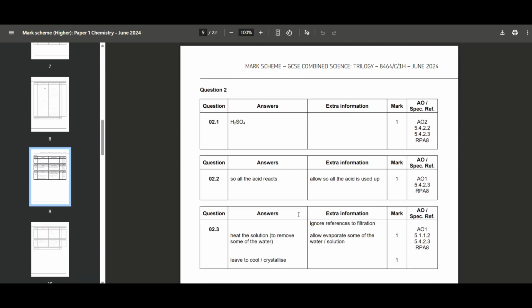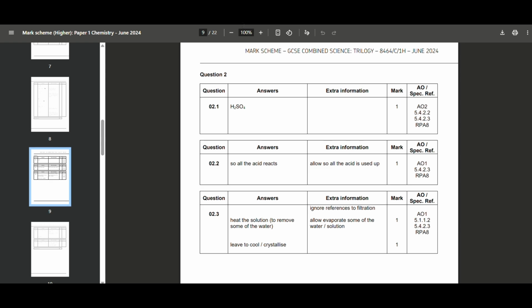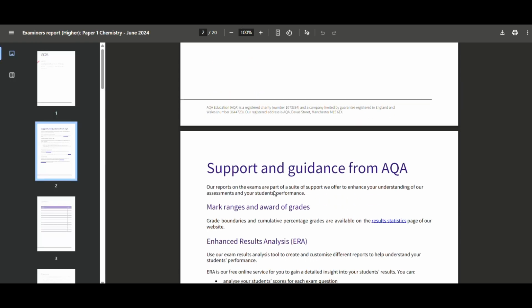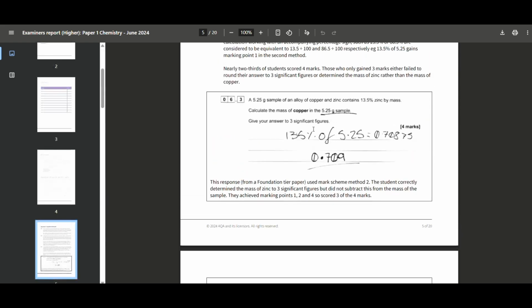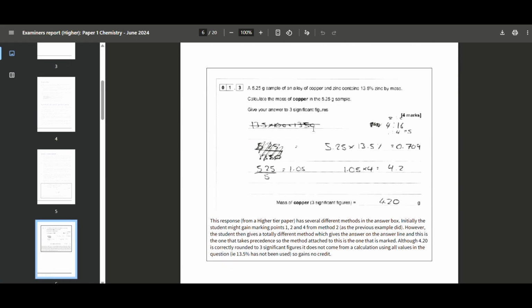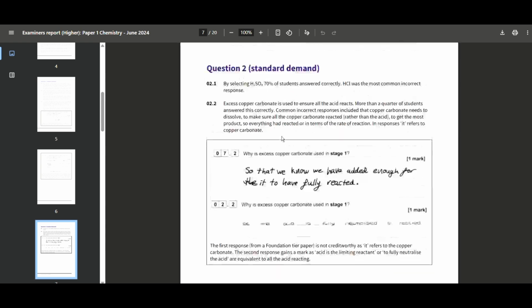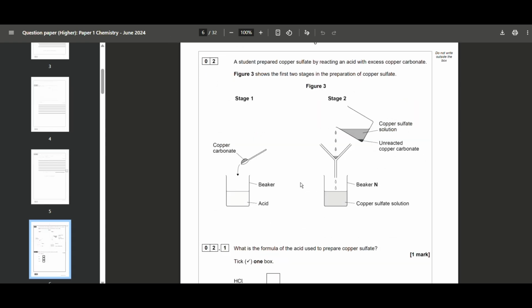So I'm going to go to question 2. And then the examiner report, I'm going to go down to question 2 as well. I'm just going to click here. So it's going to start off here, I think. Here we go. So let's have a look at this question.